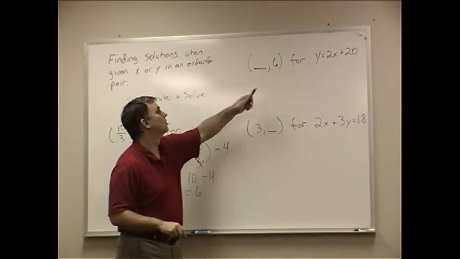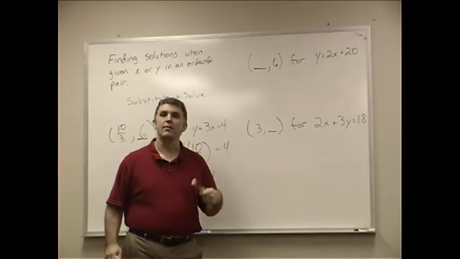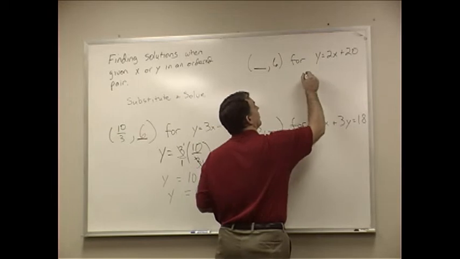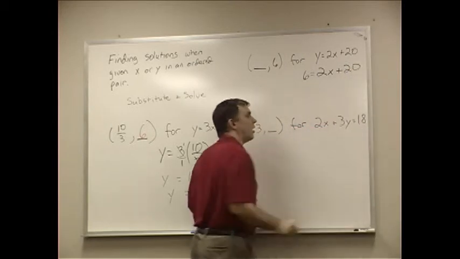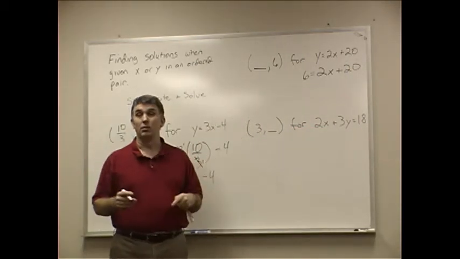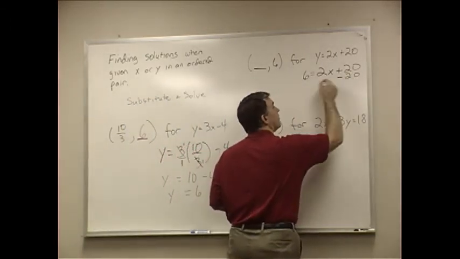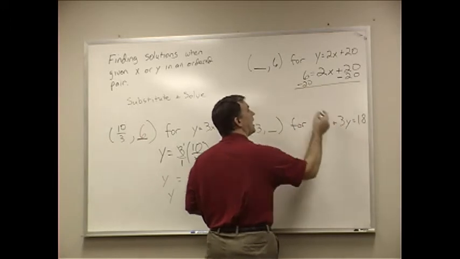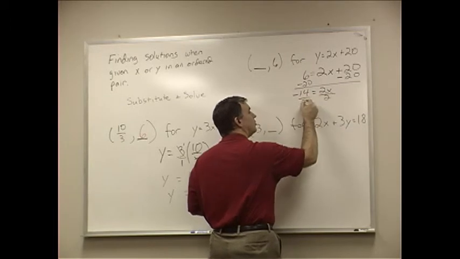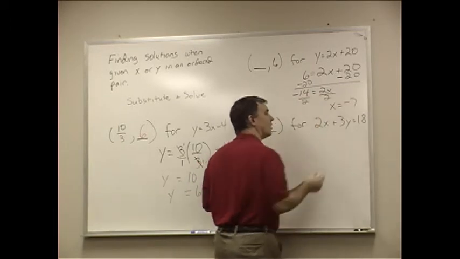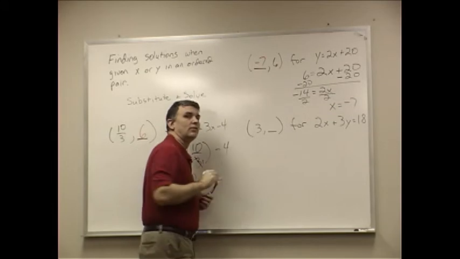A second one to do. In this one here, I left the x blank. We've got y having a value of 6. So again, I'm going to substitute in: 6 equals 2x plus 20. Now, we've got to do a little bit more with equations on this one. I've got to get rid of plus 20 with minus 20, so I'll do that to both sides. Negative 14 equals 2x. Divide by 2, divide by 2. x ends up equaling negative 7. So that means that negative 7, 6 is a solution.